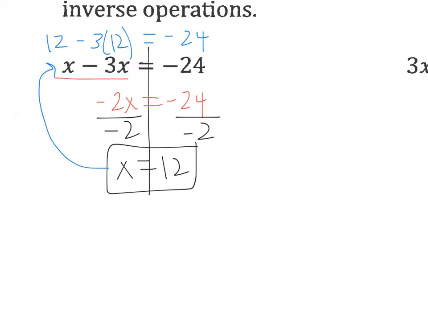So 12 minus 3 times 12, and 3 times 12 is 36. So 12 minus 36 is, is that negative 24? It is, so we know that we're correct. Let's move on to the next example.